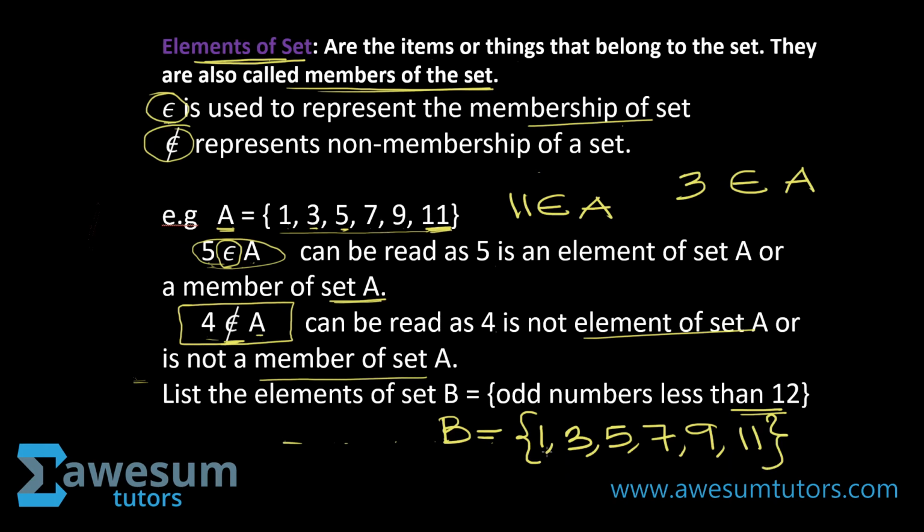So all these are the elements of set B: 1, 3, 5, 7, 9, and 11. These are the elements of set B. Okay, so that is what we mean when we say element. They are the items or things that belong to that set. I hope you guys are getting this fundamental concept right here.